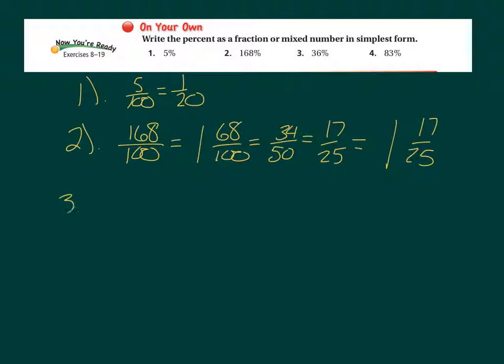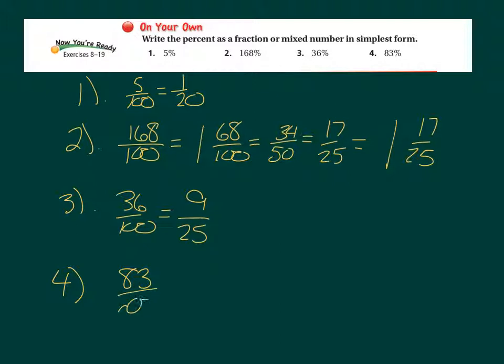36 over 100. We can divide both of them by 4. 4 goes in 9 times, and 4 goes in 25 times. That is simplified all the way, so 9 over 25 would be our answer. And then the last one, number 4, would be 83 over 100, and they do not share any factors. So your answer would just be 83 over 100.